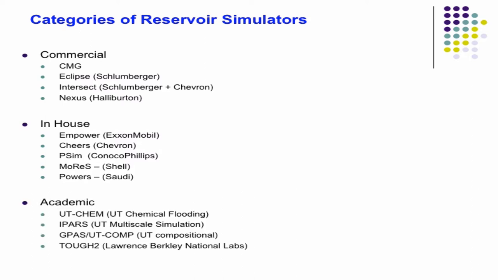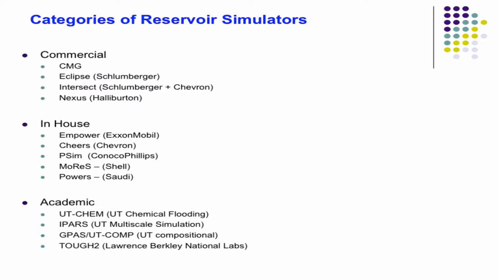And then academic codes. So UT Chem, which was developed here in this department. In fact, all of these except for TOUGH2, which is developed at Lawrence Berkeley, are basically from the University of Texas. IPARS is Mary Wheeler, GPAS, UTCOMP. This is Dr. Kamy Sepehrnoori's, a compositional flow simulator. UT Chem is probably the most ubiquitous code in the world for chemical EOR.